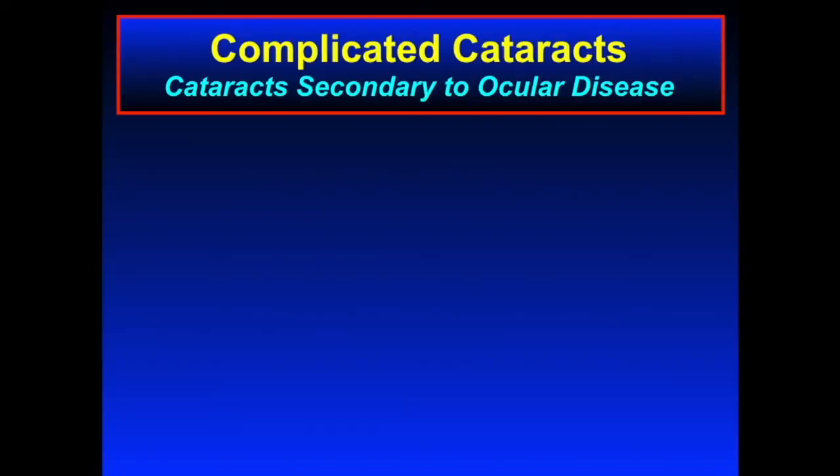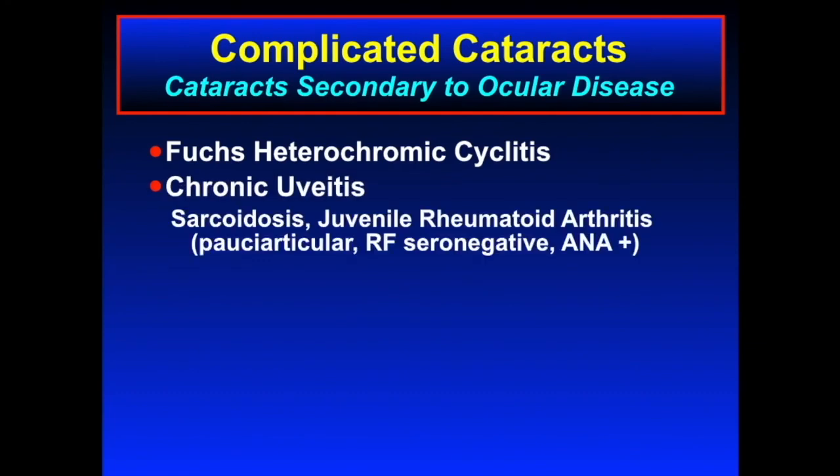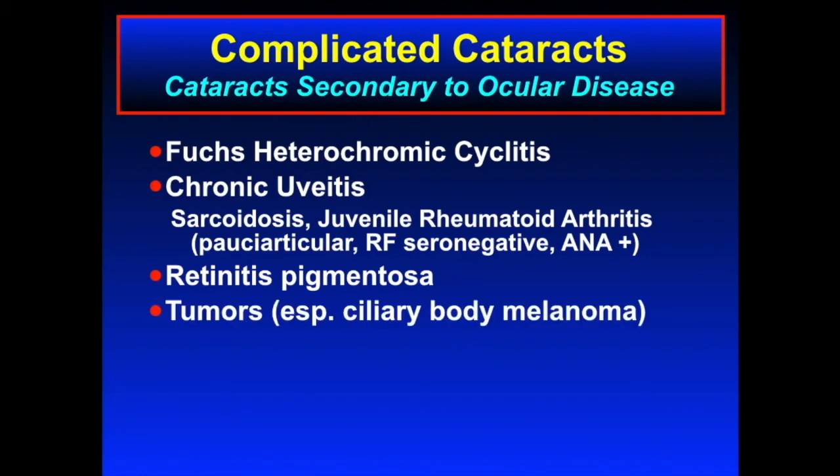Complicated cataracts are cataracts associated with or secondary to ocular diseases. The classic example is Fuchs heterochromic cyclitis. Cataracts can also develop in patients with chronic uveitis, like sarcoid or juvenile rheumatoid arthritis, paucicellular, RF seronegative, ANA positive. Cataracts are associated with retinitis pigmentosa. That's an interesting association. Somehow the retina is talking to the lens. You also have to remember that ciliary body tumors can give rise to cataracts. It's very embarrassing to diagnose a melanoma during cataract surgery.